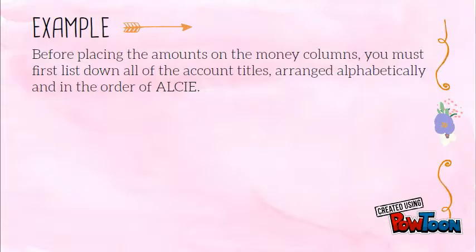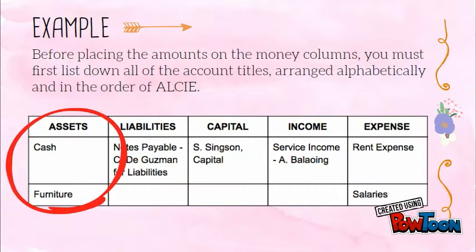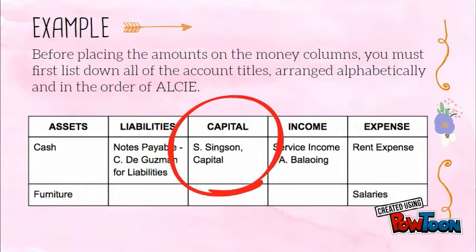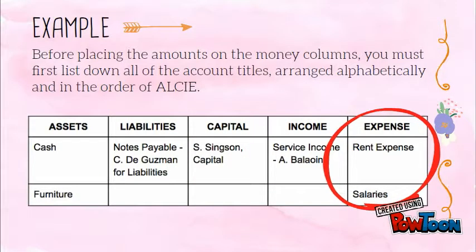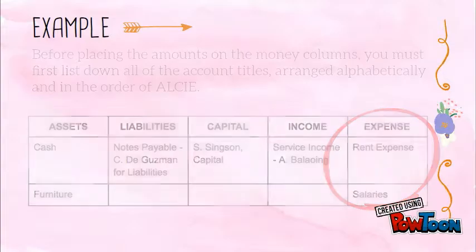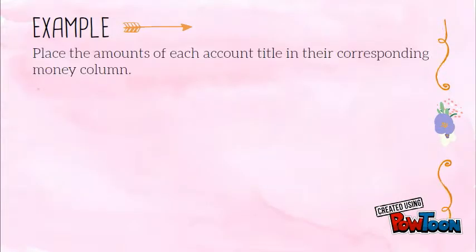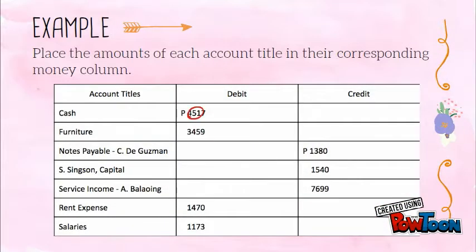The final step is to arrange the account titles alphabetically in the order of OWSLEEK: assets, liabilities, capital, income, and expense. The cash account title has a total of 4,515 pesos on its debit side, so you must record the amount on the debit side. As for the account titles with only one entry, you can record the amounts in the corresponding money columns. As for the salaries, since the sum remains on the debit side, you can record the amount on the debit money column.